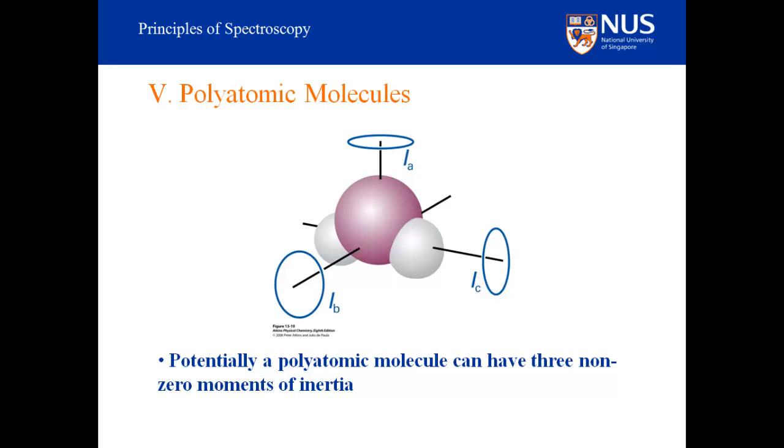If the polyatomic molecule is nonlinear, it will have 3 rotational axes. If it is linear, it will have 2 rotational axes, just like the diatomics. All the rotational axes go through the centre of mass of the molecule.